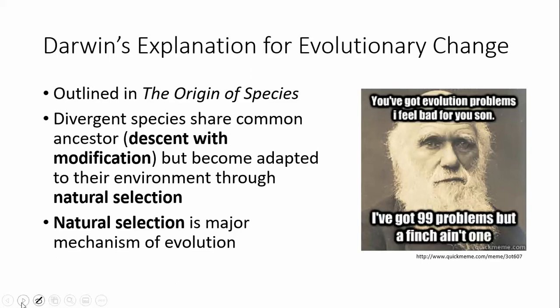And in this, he shared his hypothesis that all these divergent species that you find around the world share a common ancestor. If you trace their descendants, there is what's called descent with modification. Organisms come from other organisms, but they're modified over time, and that's because they are adapting to their environment through natural selection. So natural selection is the major mechanism by which evolution happens. That's why this unit isn't called evolution, it's called natural selection, because natural selection is pretty key.